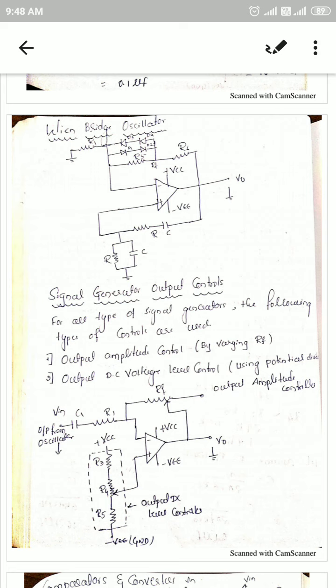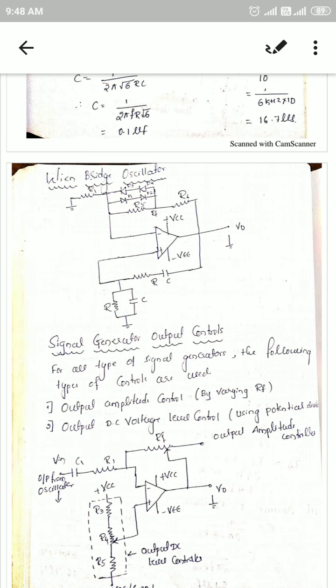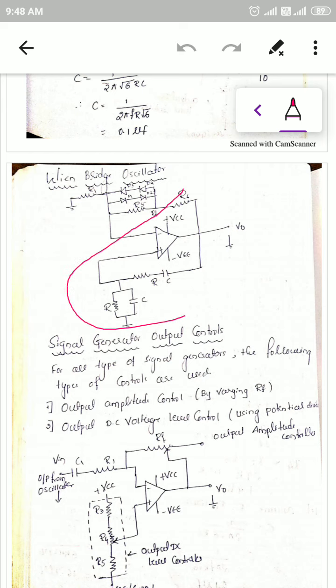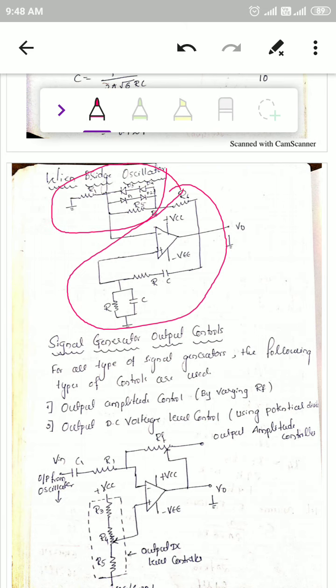it has an amplitude stabilization network. So here also, in the case of the Wien Bridge oscillator, there is an oscillator amplitude stabilization network, and this is your Wien Bridge circuit, the oscillatory circuit, and this is your oscillator amplitude stabilization network.